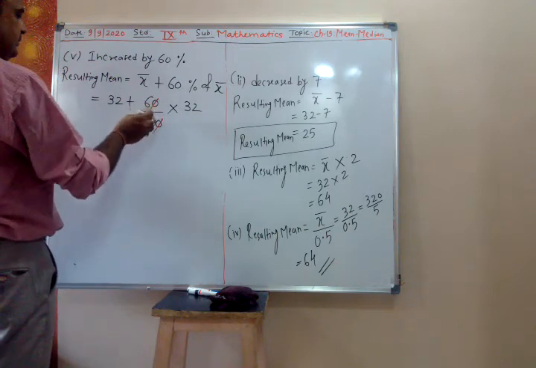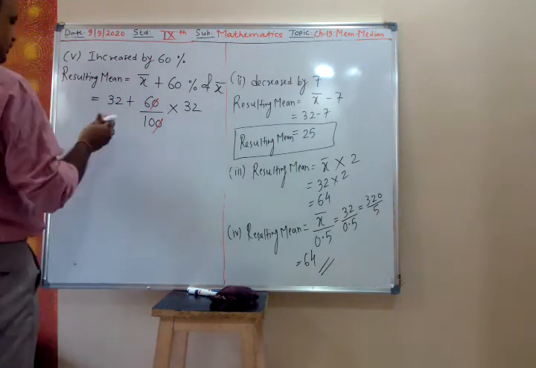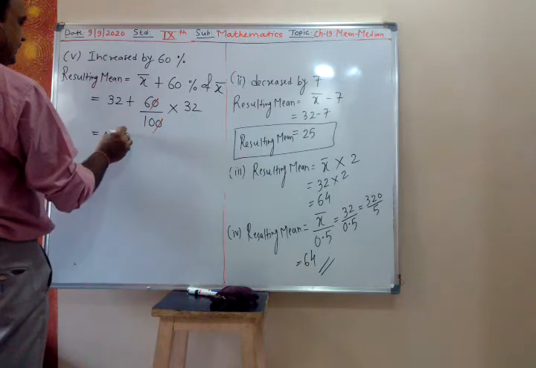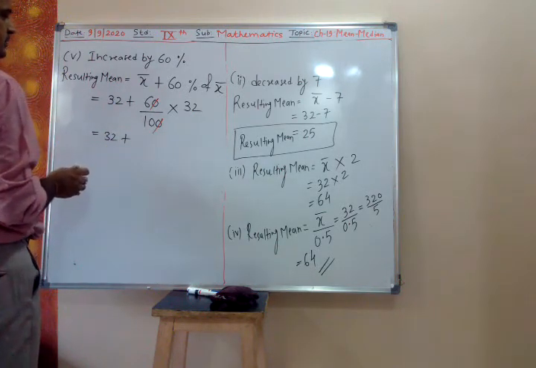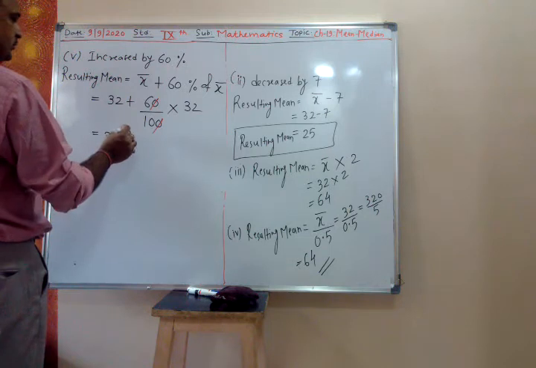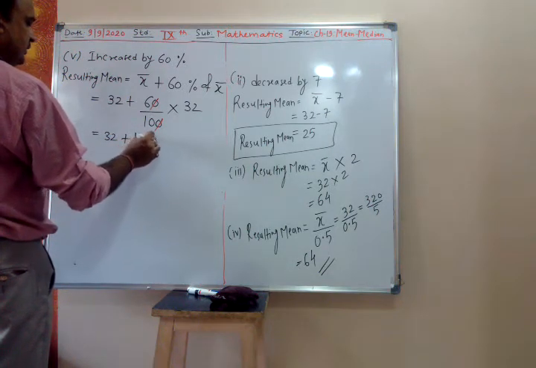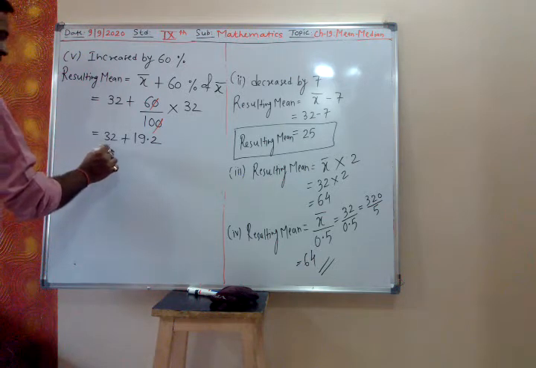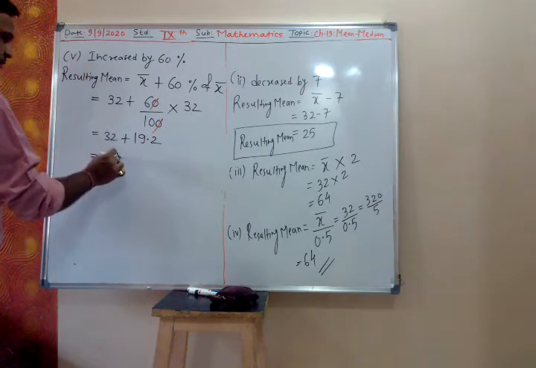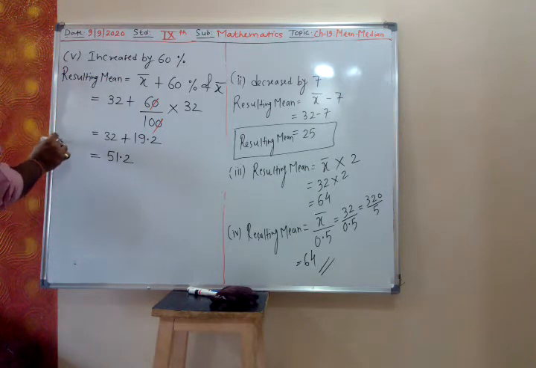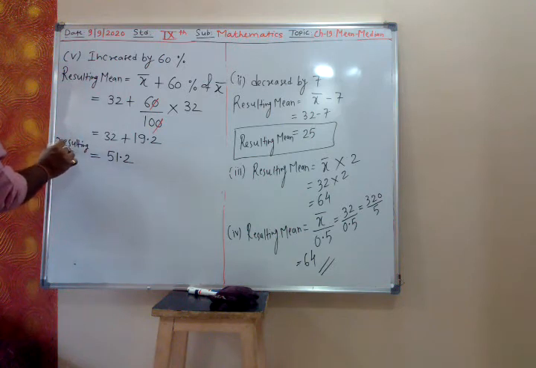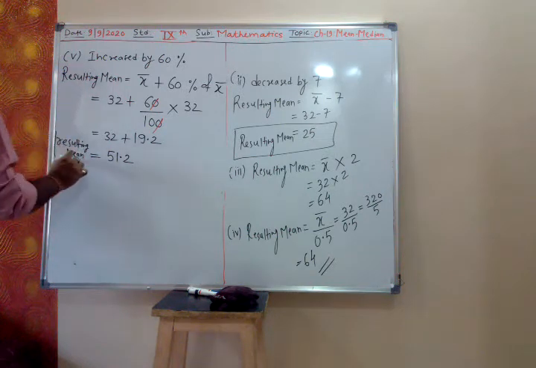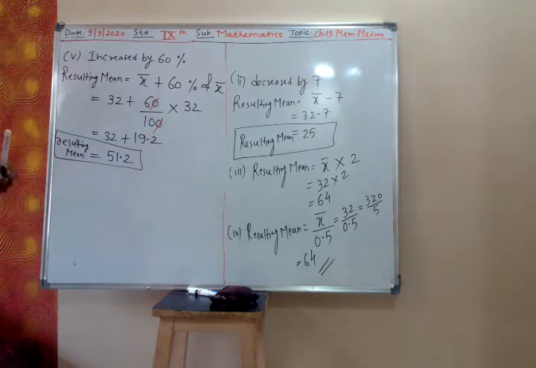1 0 get cancelled. So 32 plus how much? 19.2. Yes. So 32 plus 19.2, that is 51.2. The resulting mean is 51.2 if each observation is increased by 60%. Yes. Now what is next?